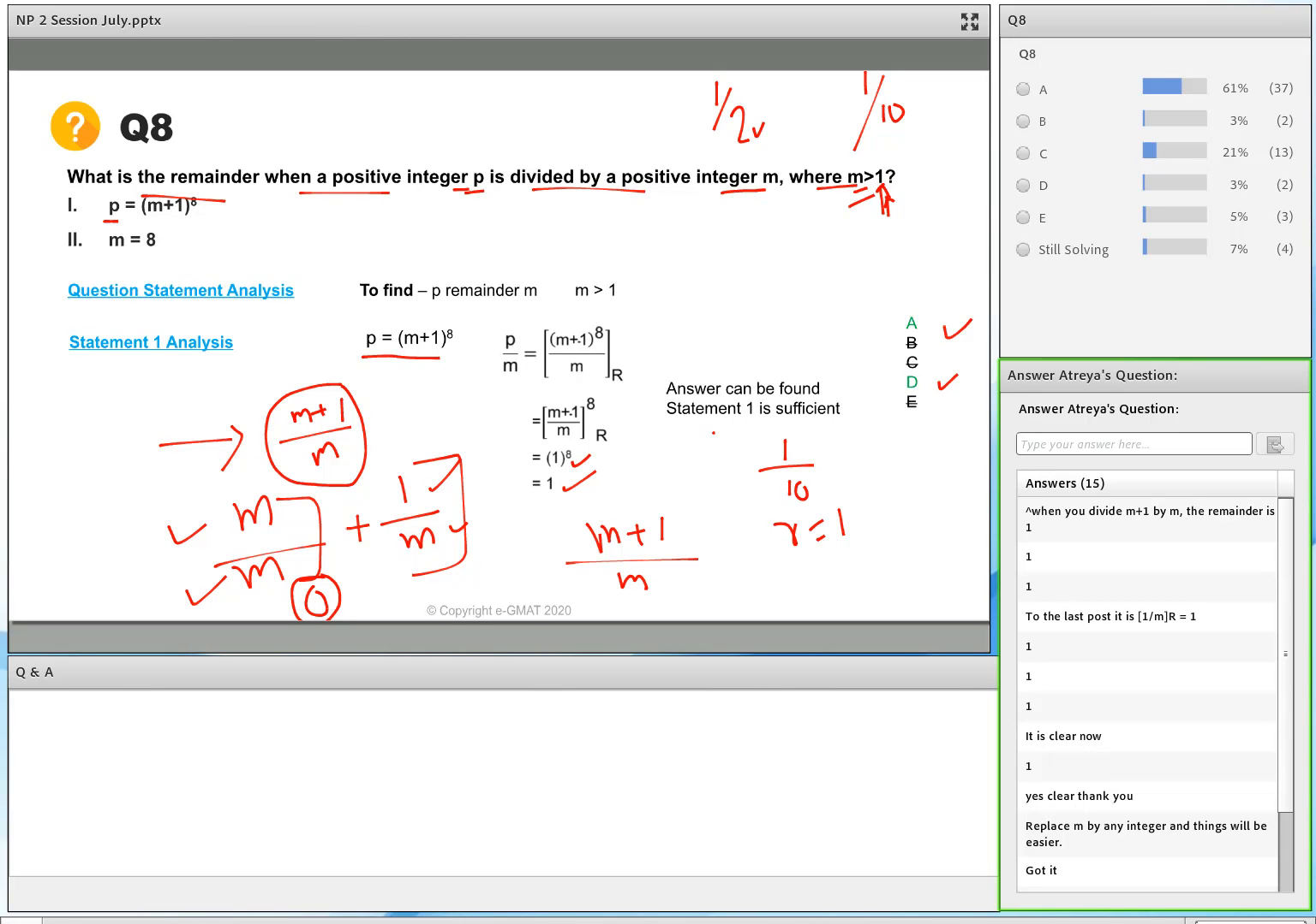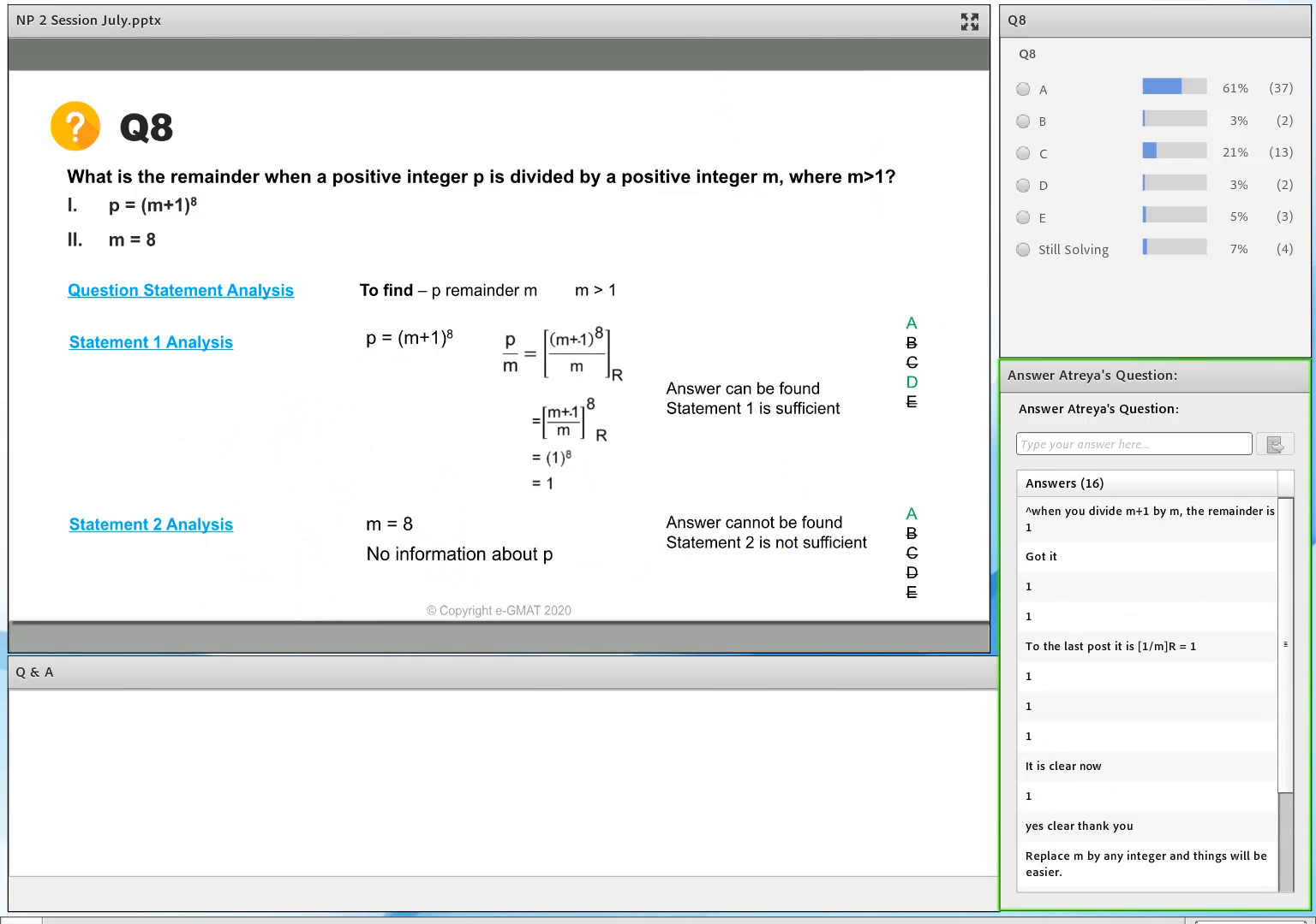All right, perfect. Now let me move on to the next part. What do I have in the next part? The next statement gives me the value of m. Do I have anything about p? No information on p. If I do not have the information on p, can I calculate the remainder? I cannot calculate the remainder, for which statement 2 is not sufficient. If statement 2 is not sufficient, then the answer for this question is choice A. So that is how we get the answer for this question. I hope it's clear to all of you.